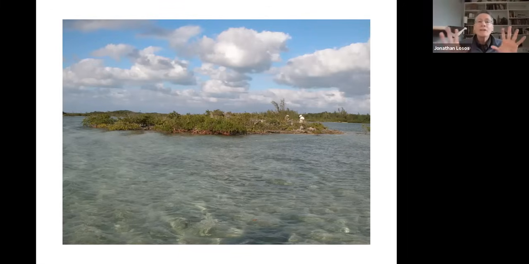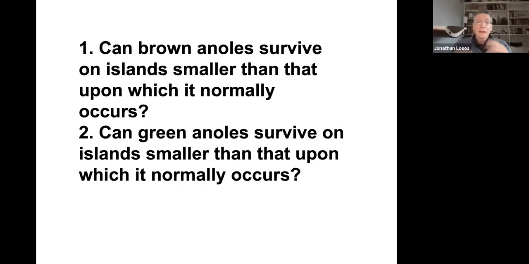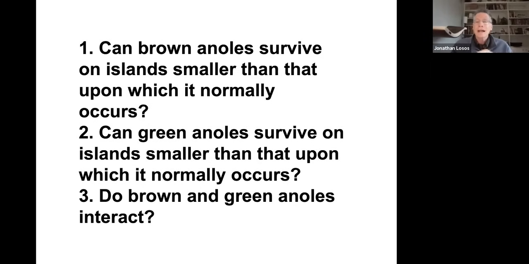And so the question is, does the presence of the other species affect each of our species? So we had 3 lizard treatments. Each one of them replicated 5 times. I told you the wrong number of islands. We had 20 islands, 5 per treatment. So 3 questions. Can brown anoles survive on islands smaller than those upon which you normally find them? Can green anoles survive on islands? And how do they interact with each other?